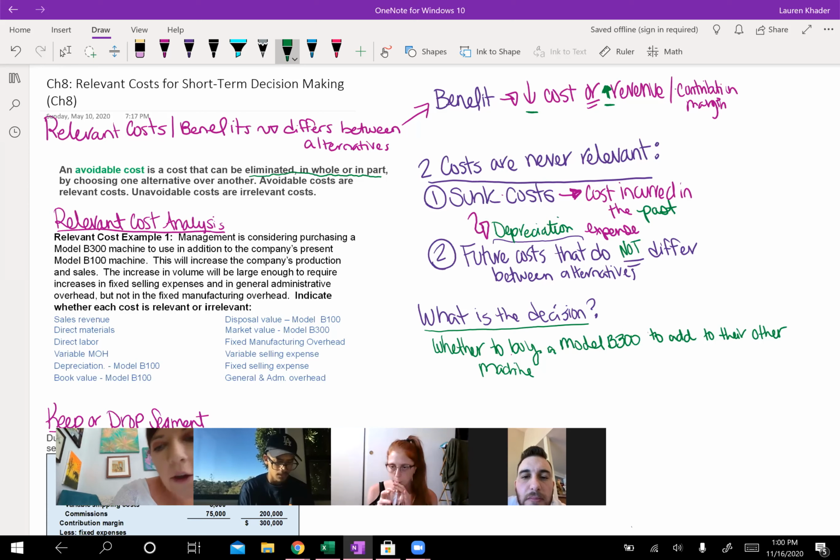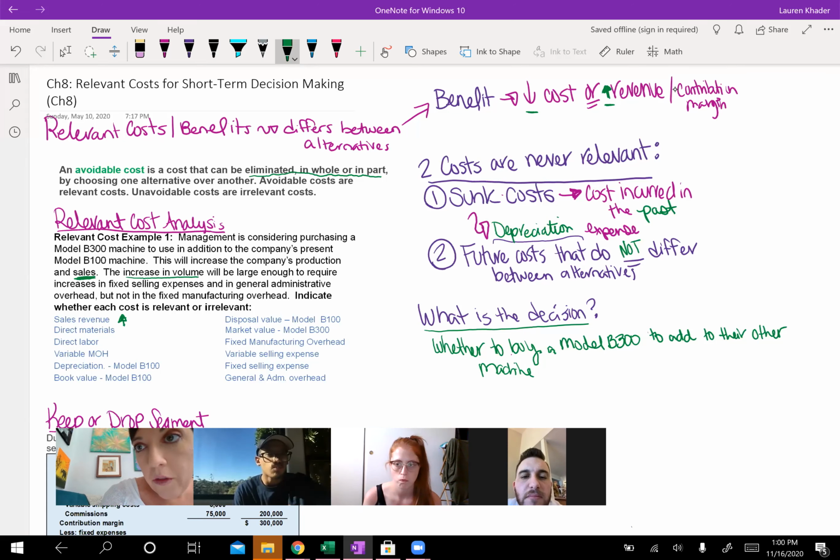So, sales revenue. Is it relevant to this decision? Will there be a change to sales revenue? Yes. They're going to increase sales, right? Increase in volume. Increase in sales. So we know that sales revenue is relevant because you're going to see an increase in your sales revenue. So that increase is relevant to the decision.